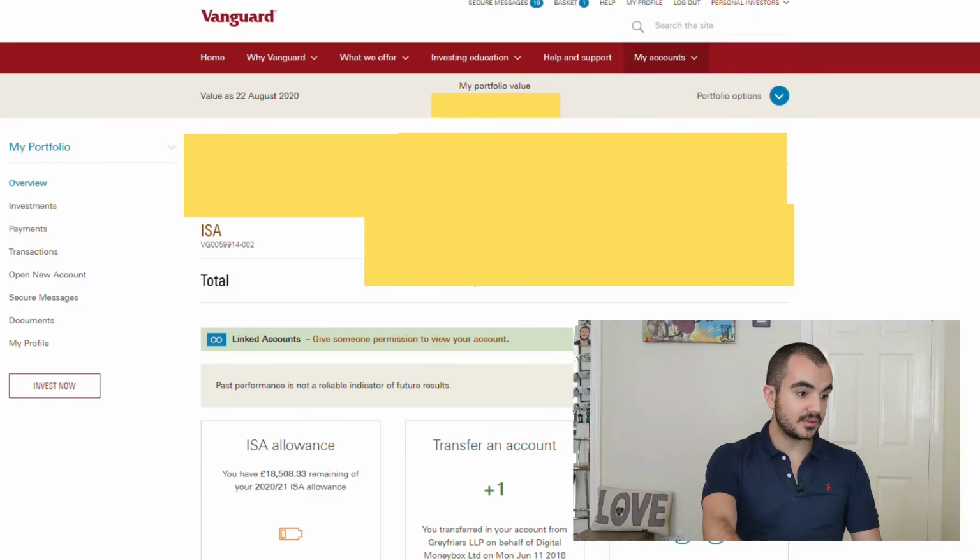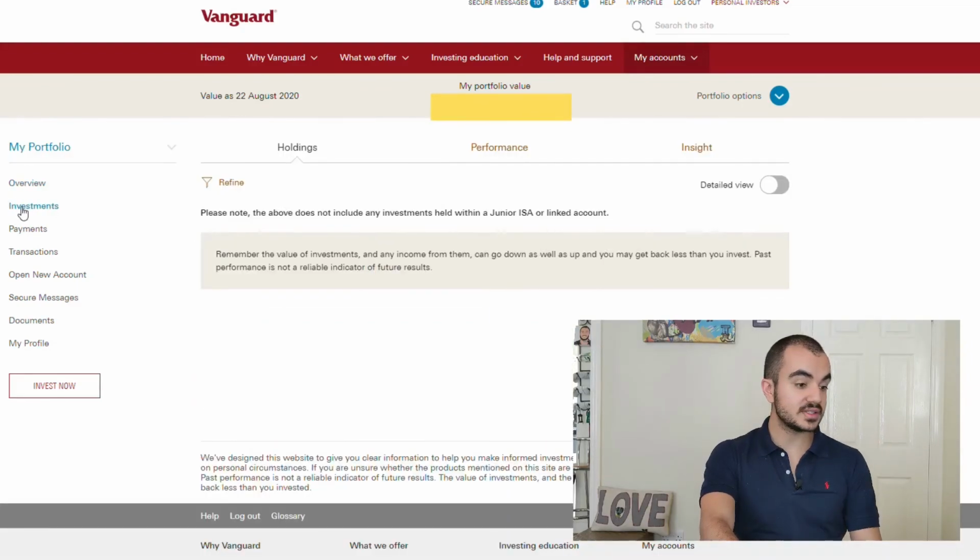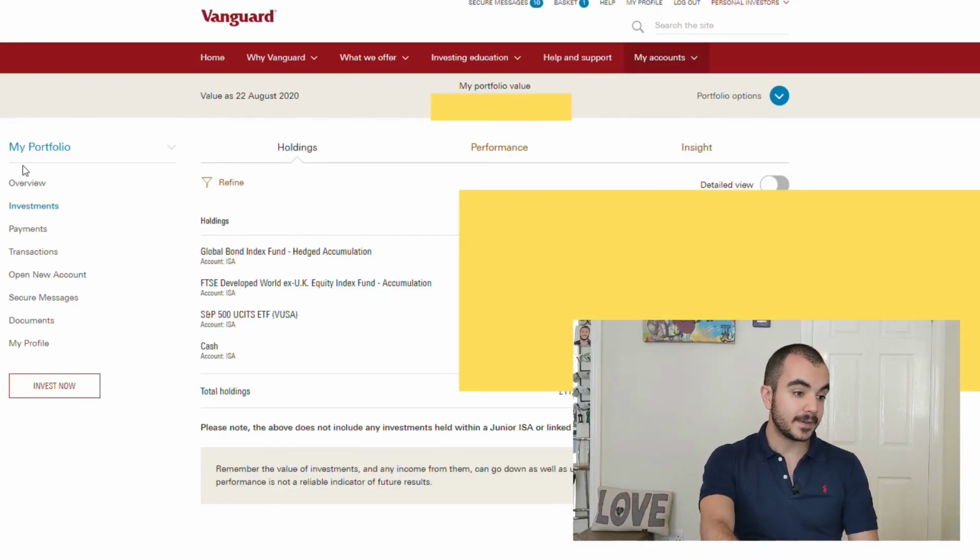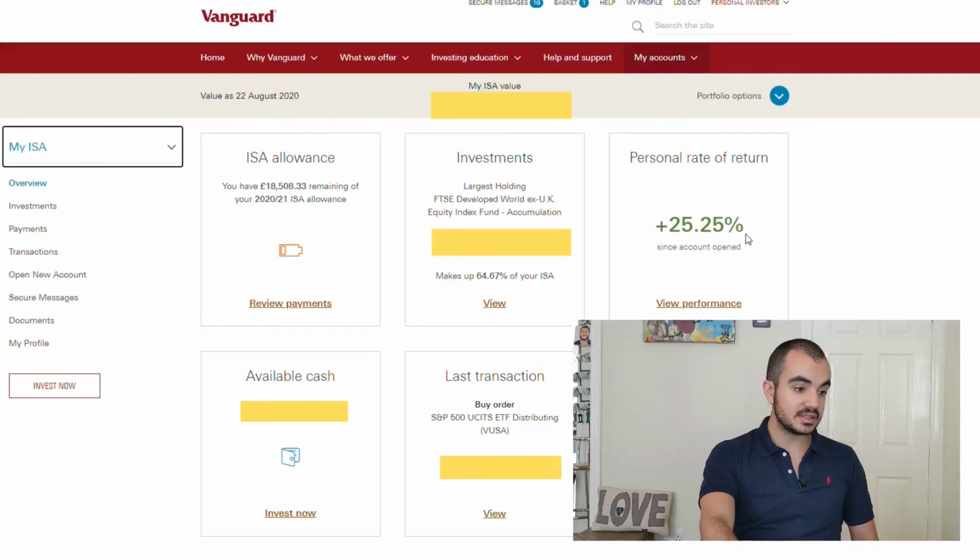So I'll log in to my personal account. I'm going to block out all the personal information. So as you can see, I've invested in my ISA account. And if I want to see the list of investments, I just go to investments. So I've invested in these types of funds. And if I show you the rate of return, as you can see, since my account opened, I've earned a rate of return of 25.25% as of the 22nd of August.